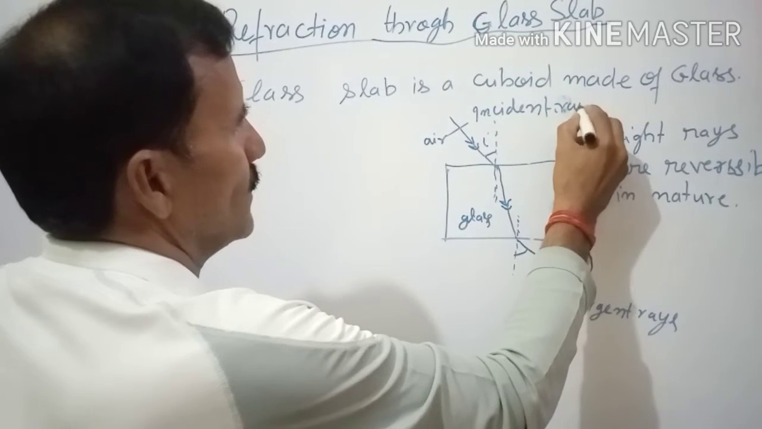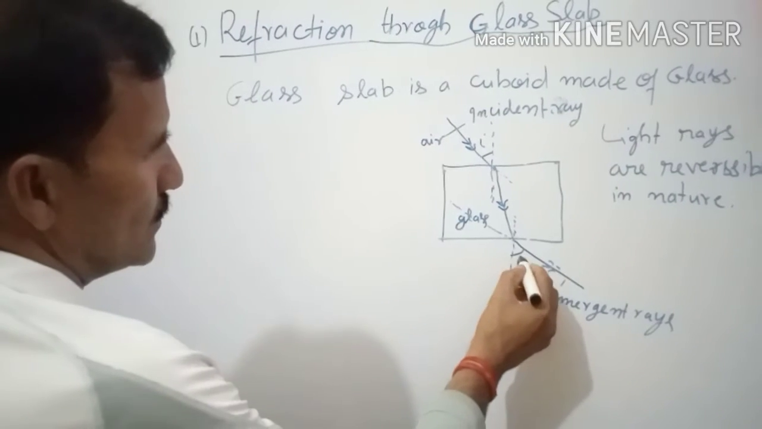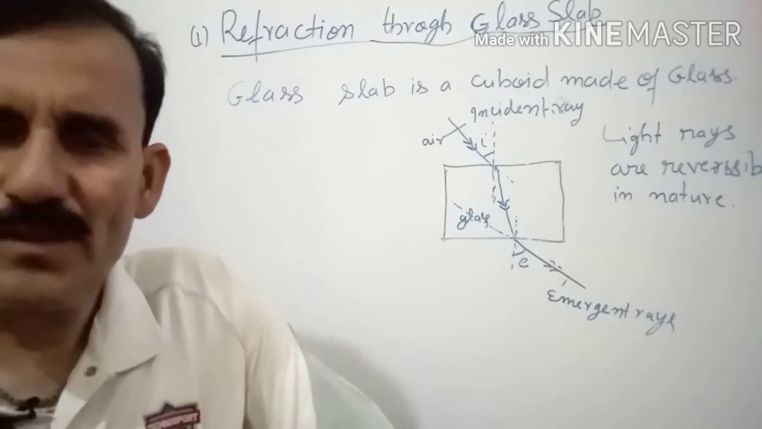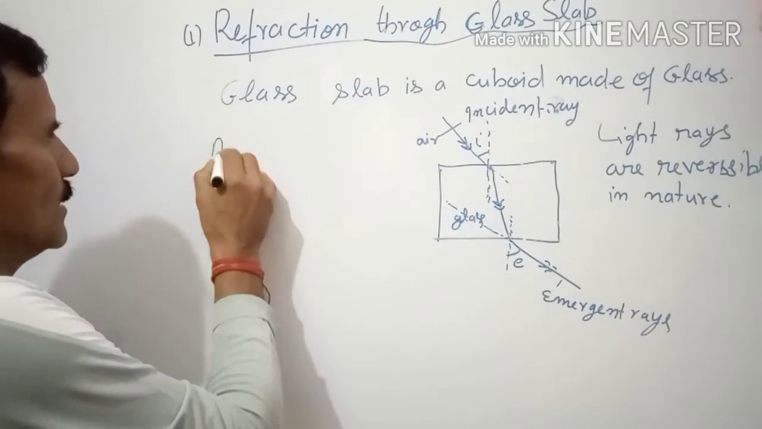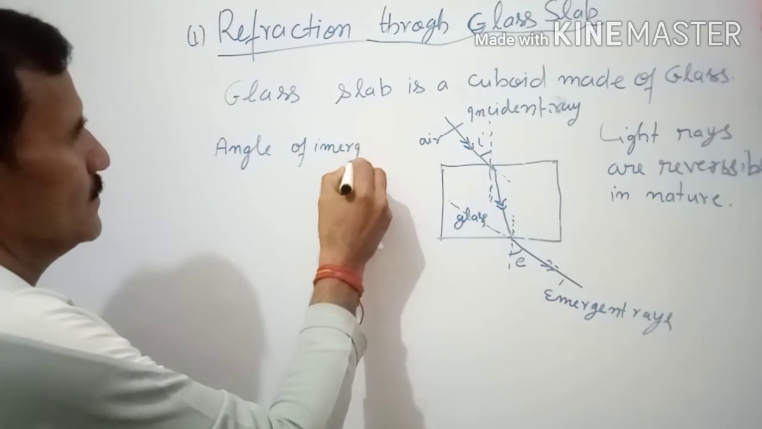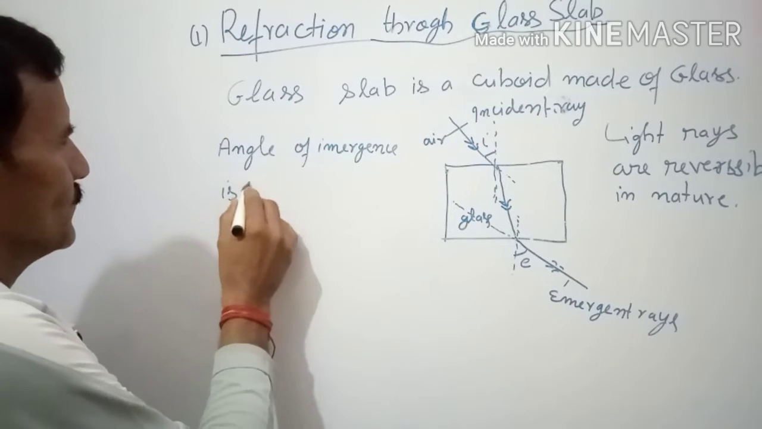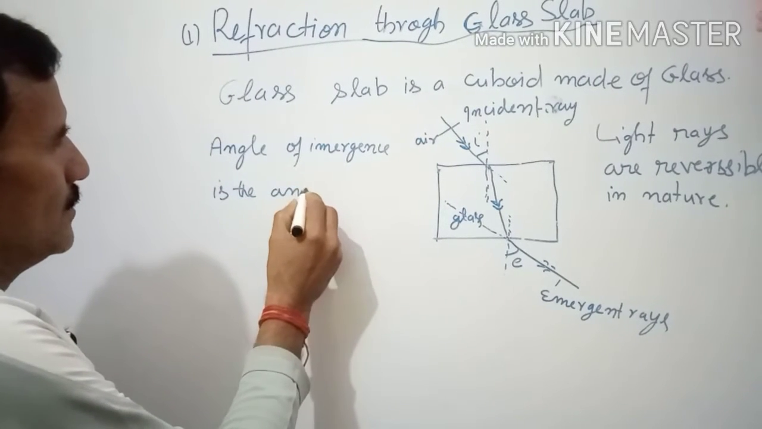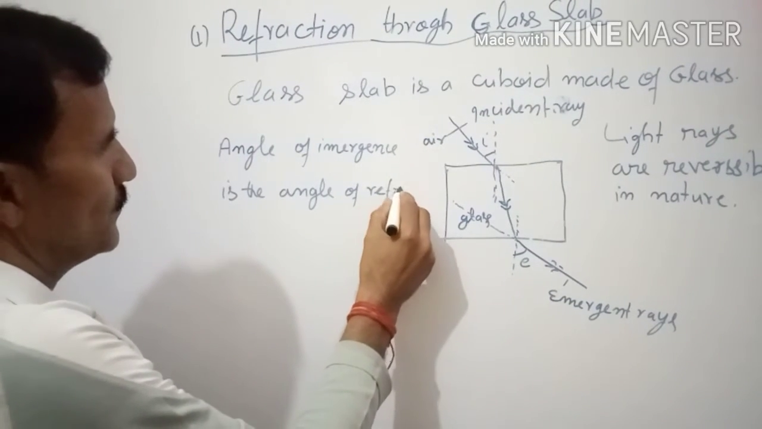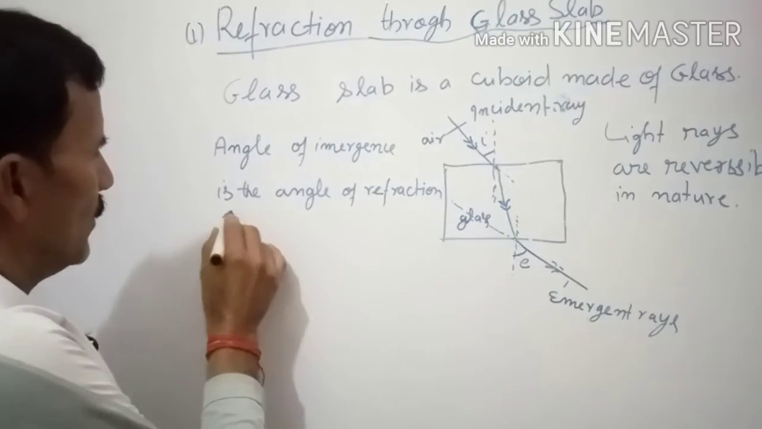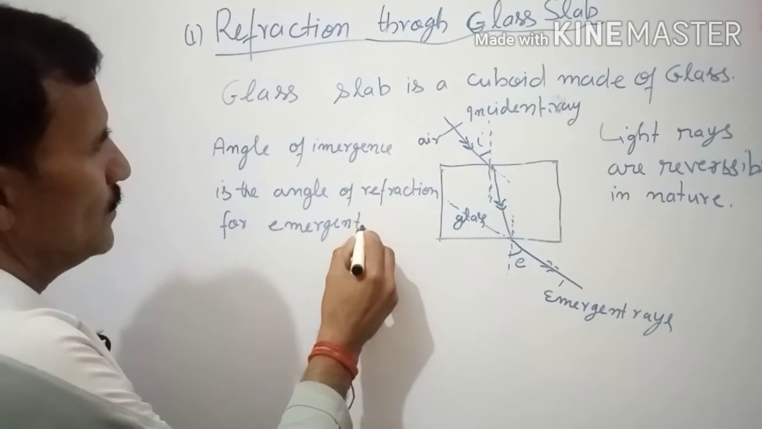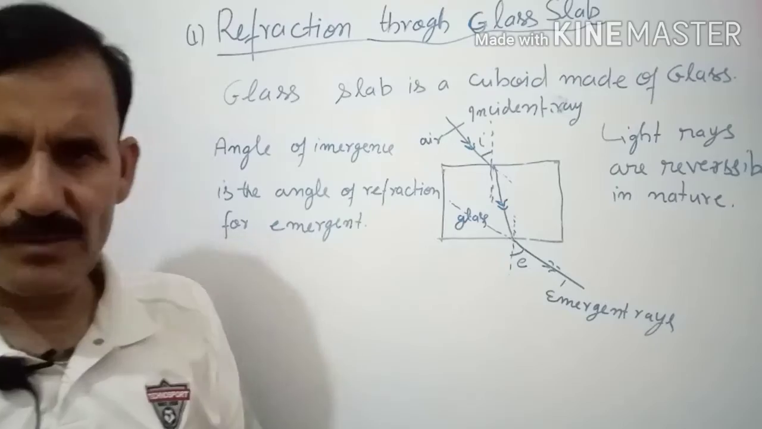So you will notice that this is also called the angle of emergence. Now you cannot say angle of refracted. Here you are getting a new term, angle of emergence, which is the angle of refraction for the emergent ray. Okay, so this is all about refraction through the glass slab.